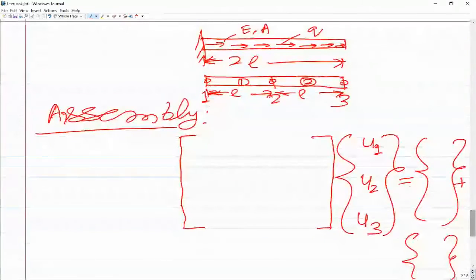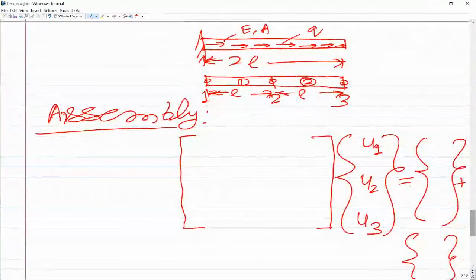Now how do we assemble? If you look at element number 1, it consists of global node number 1 and 2. That means the element level governing equation of the first element will go to the degrees of freedom corresponding to u1 and u2, so the first two rows and columns. When you take the stiffness matrix of the first element, its first row and first column will go to the first row and first column of the global stiffness matrix, that is the assembled stiffness matrix.